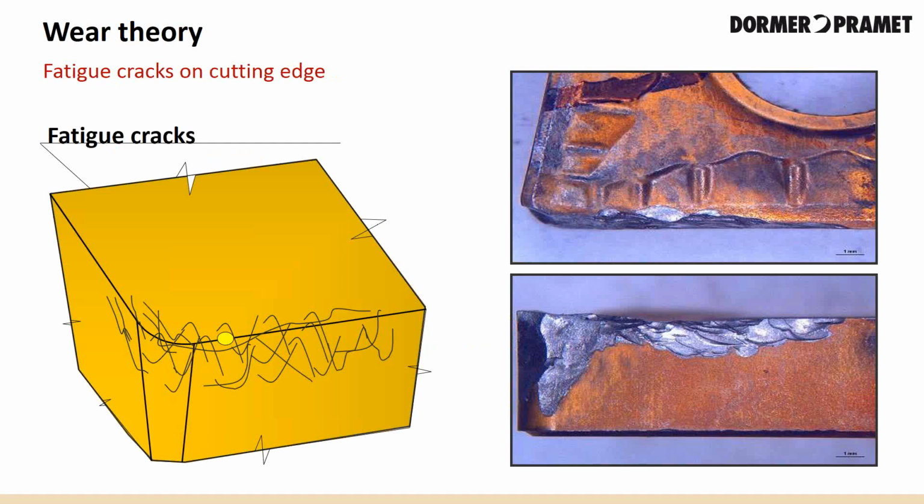Fatigue cracks. These are cracks along the flank. Formed by cyclic dynamic stress, it creates cracks and then gradually spreads. The fractured surface has a shape or form of shells, as you can see here on the bottom picture. They almost look like seashells that you would find on the beach.